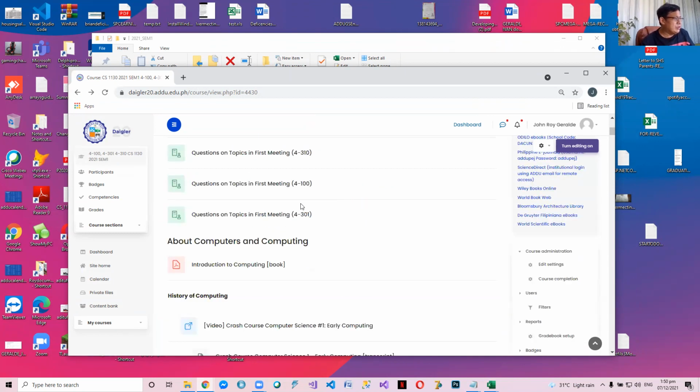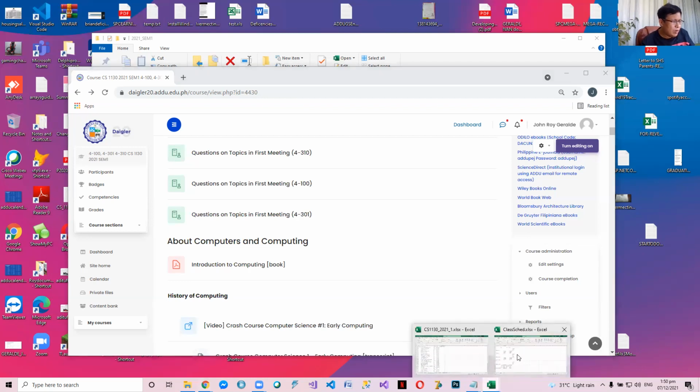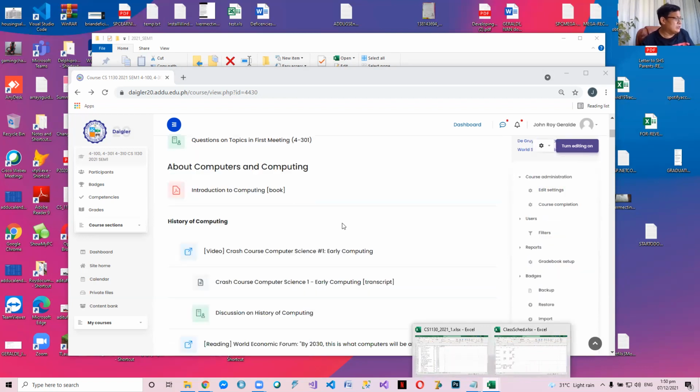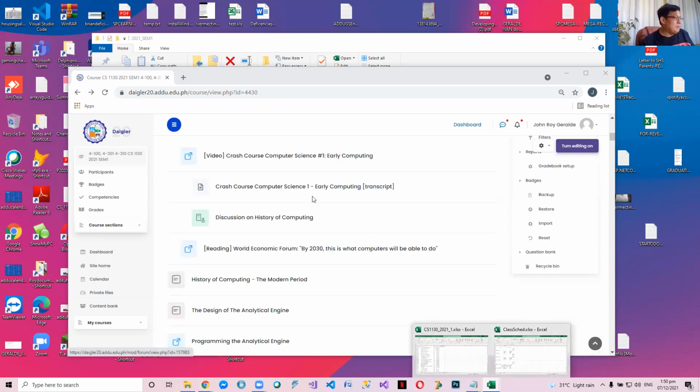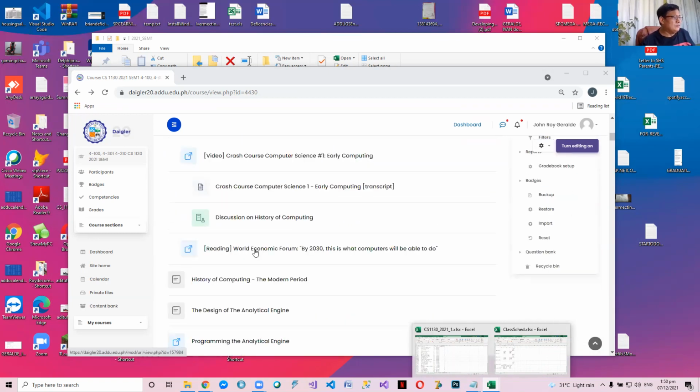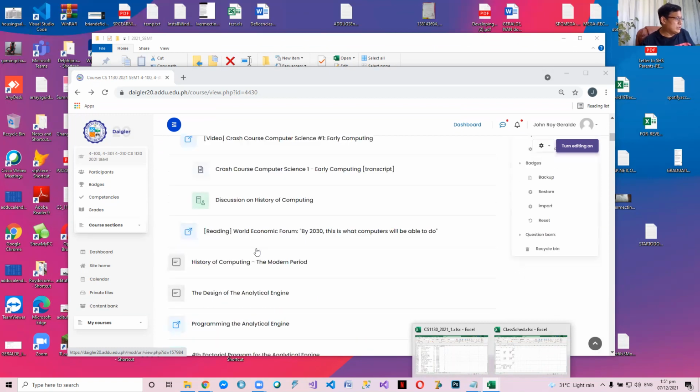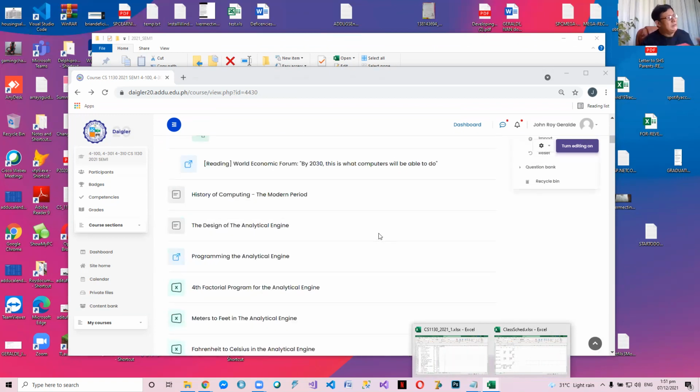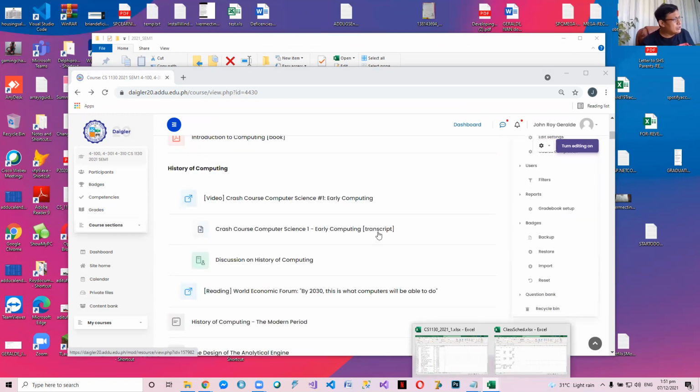Now, if you have questions during this first meeting, you can post them. So this is CS 301, I think, no? Yeah, that's CS 301. You can post your questions here. Every now and then, I'll be posting some forum, no? Fora for you to ask questions regarding topics that we discuss. Okay, so this is Introduction to Computing.